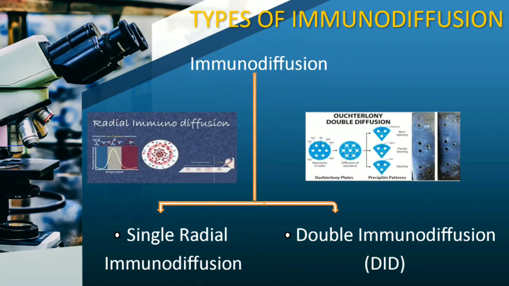Types of immunodiffusion. There are two types of immunodiffusion technique. First is single radial immunodiffusion. Second is double immunodiffusion, also known as Ouchterlony double immunodiffusion. In this slide, two images are shown which clarify the difference between single radial immunodiffusion and double immunodiffusion.